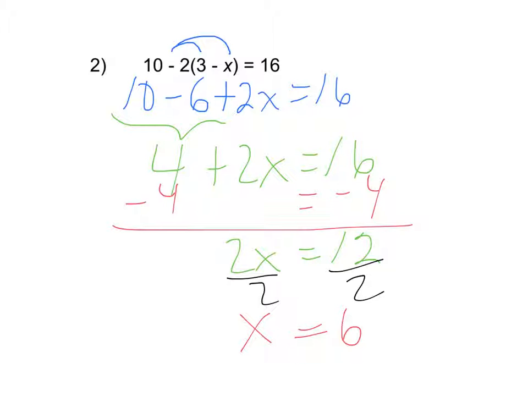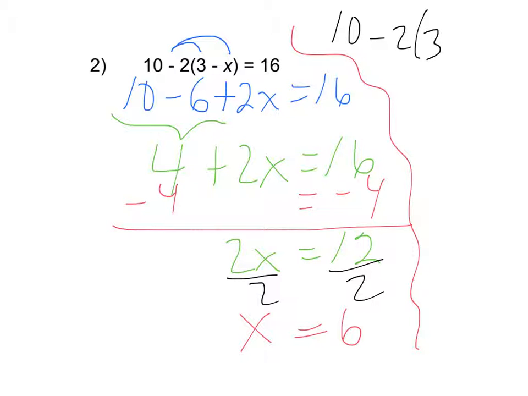Now, you may get a little nervous looking at the problem because it's 3 minus x. But let's take a look at it and really see what happens. Let's make sure it's okay. Maybe I made a careless mistake. I haven't checked my work yet. So we're going to start with this 10 minus 2 parentheses 3 minus 6, because that's what we're replacing. This is the 6, and that's going to equal 16.